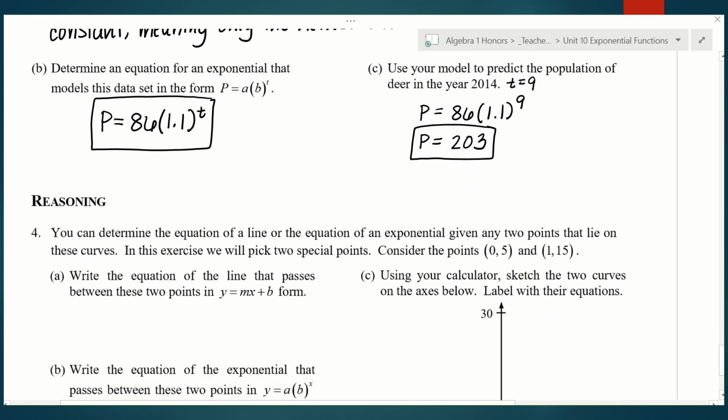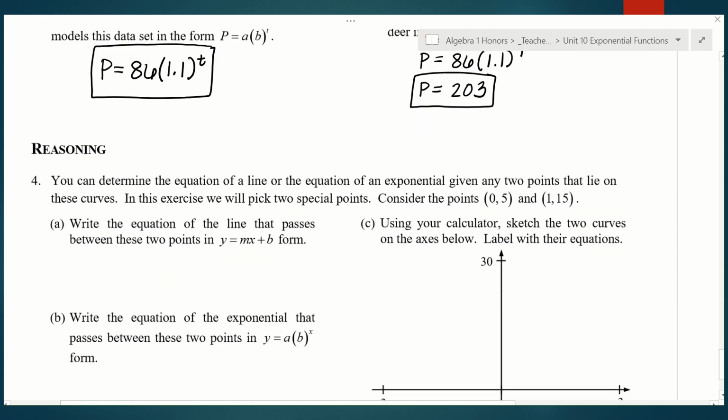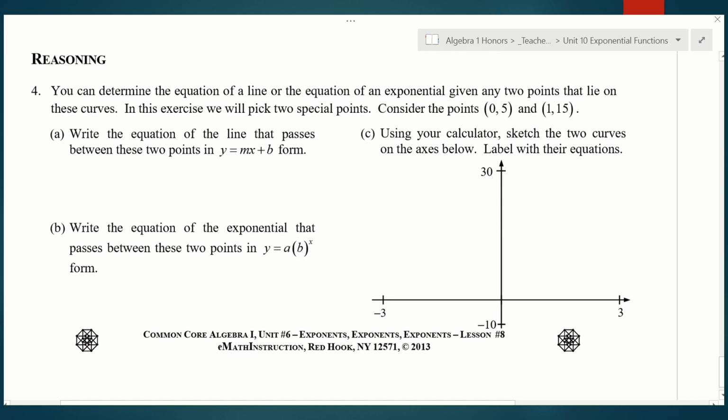All right, number 4. You can determine the equation of a line or the equation of an exponential given any 2 points that lie on these curves. In this exercise, we will pick 2 special points. Consider the points (0, 5) and (1, 15). So we did this on the other page. This is very similar to that example.